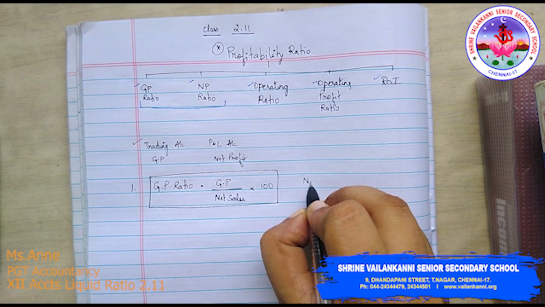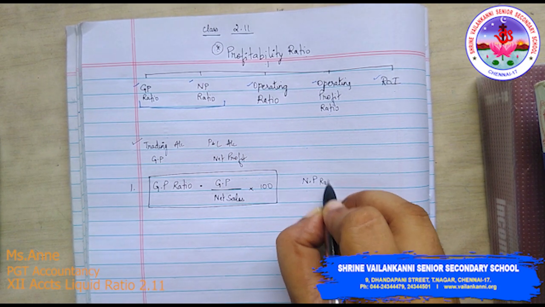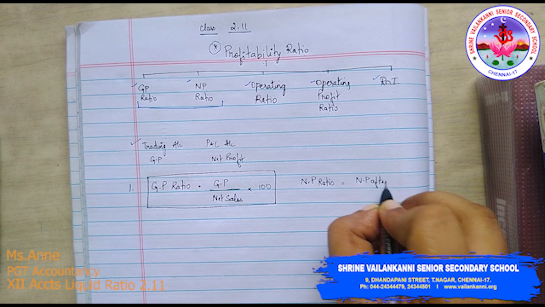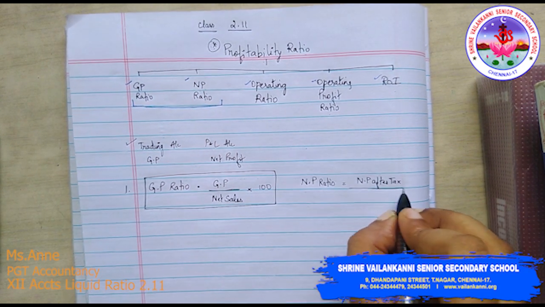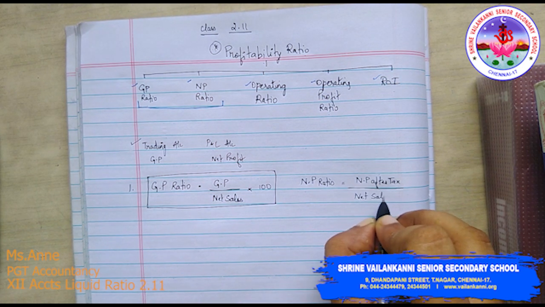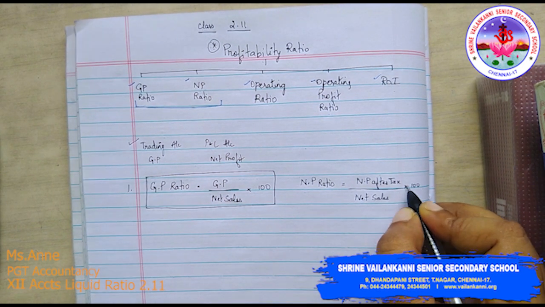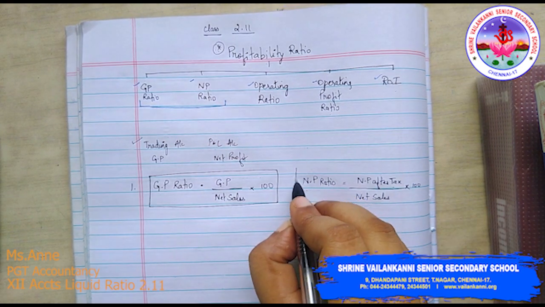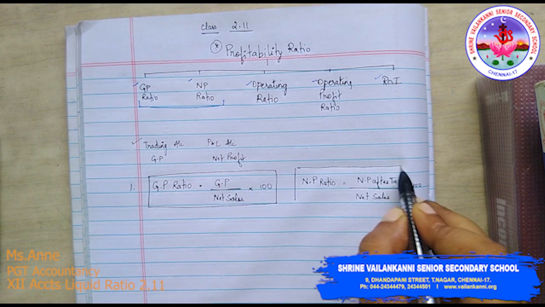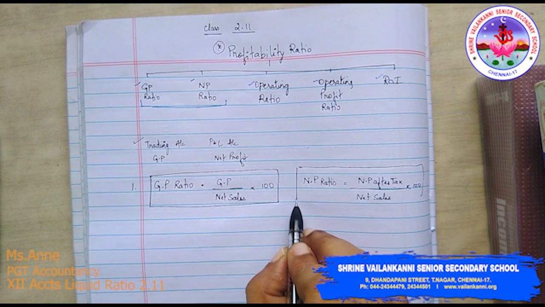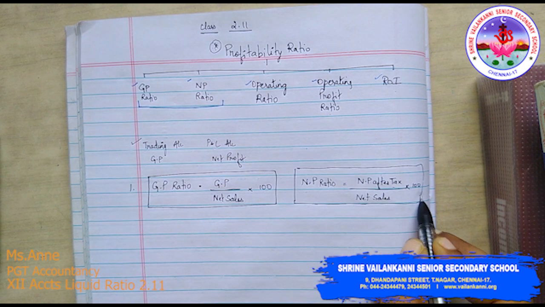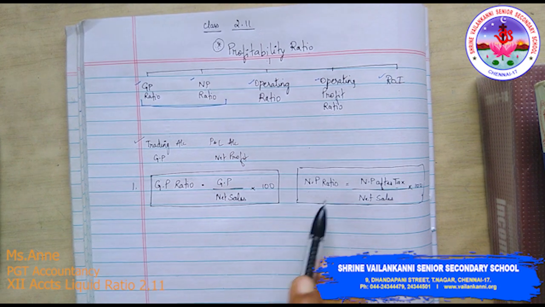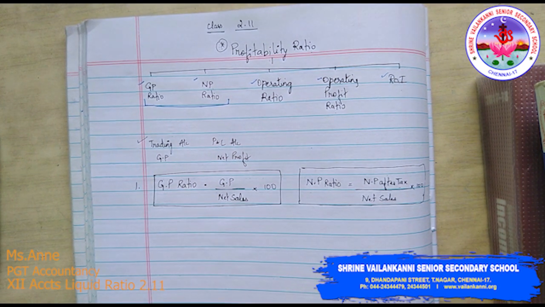What is net profit ratio? Net profit ratio is nothing but net profit after tax divided by net sales into 100. So net profit after tax divided by net sales into 100 is your net profit ratio. This is the basic formula that is given in your textbook. Now to solve problems on these two areas, we need to understand some further concepts.